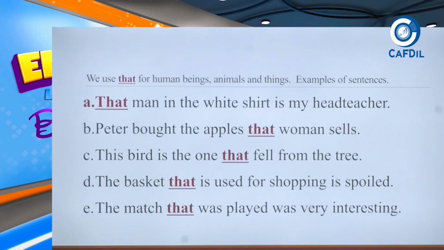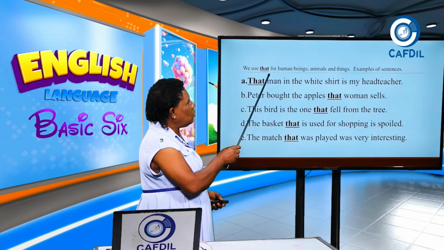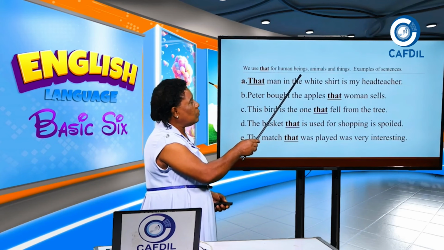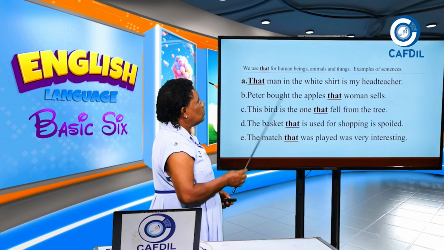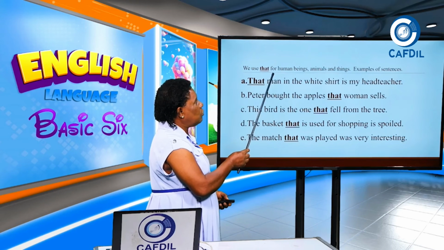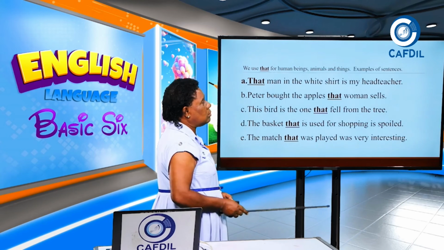Let's go back again and try and see how we can use "that" for things and animals. We use "that" for human beings, animals and things.